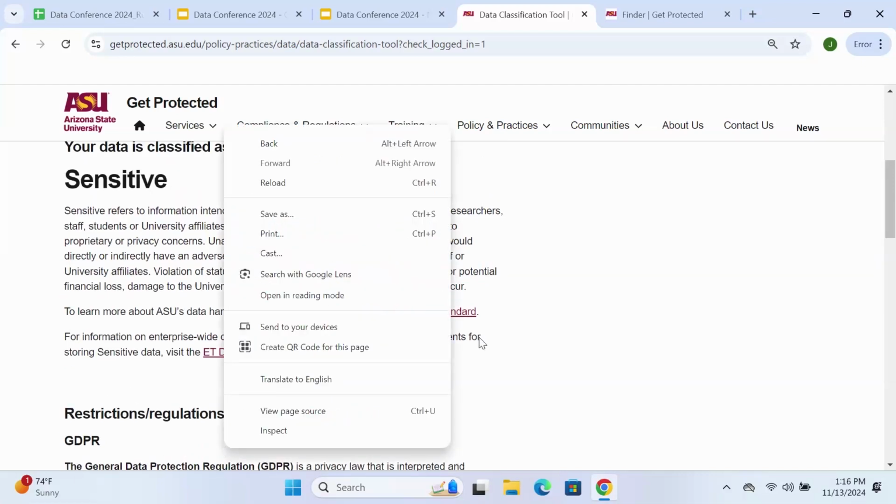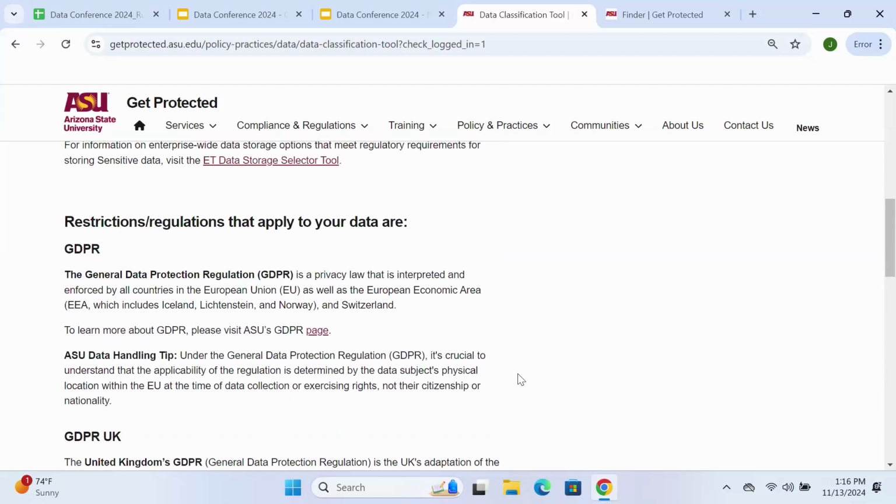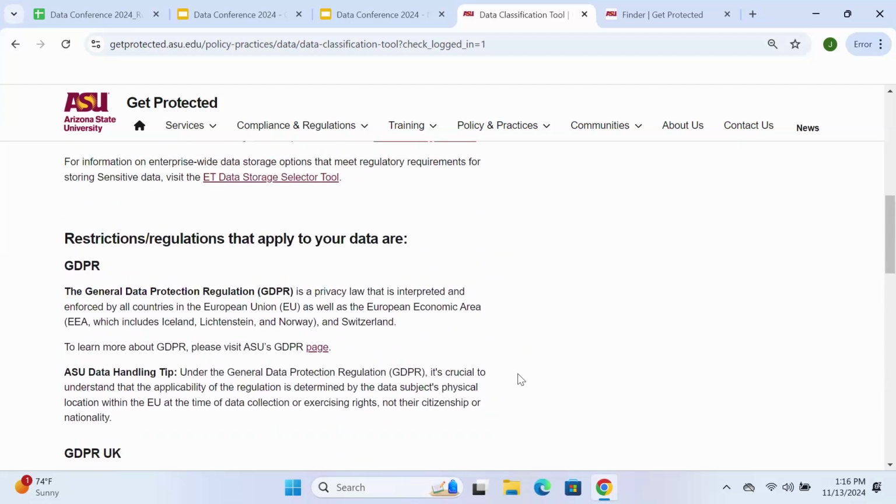Your data, trying to figure out this trackpad. Your data is classified as sensitive. So now we know the sensitivity level: public, internal, sensitive, highly sensitive. And it gives some information, links you to the data handling standard where you can learn more, and the ET data storage selector tool, which we'll be demoing in just a minute. It also tells you down below, here are regulations that apply to your data.